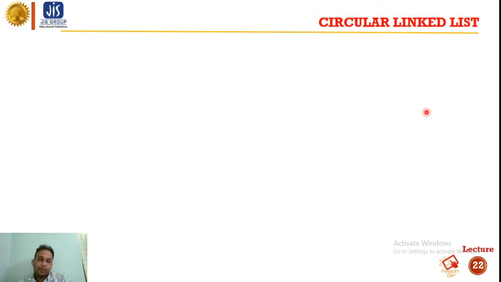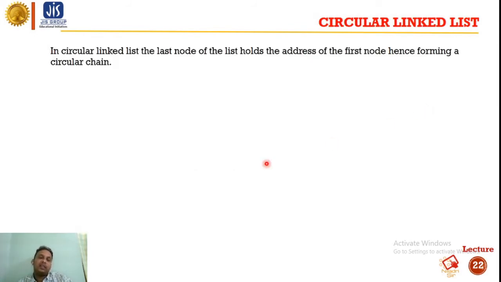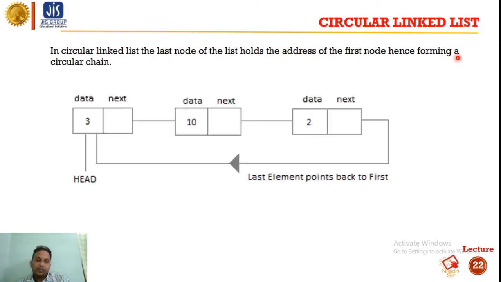So now what is a circular linked list? The last node of the linked list holds the address of the first node, hence forming a circular chain. So in a circular linked list, in the next part of the last node, the address of the first node is stored, or it links to the first node. You can see the pictorial representation. In the last node, we get the address of the first node. So there is a circle.